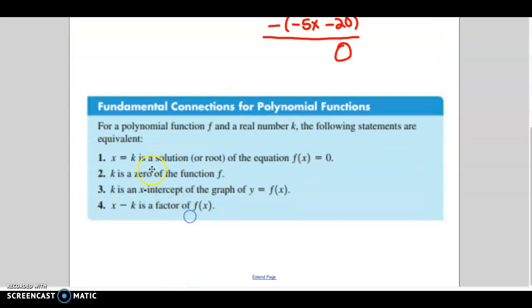So we know that for a polynomial function and a real number k, if x equals k is a solution, then that is also a 0. It is an x-intercept, and x minus k is a factor of f of x.